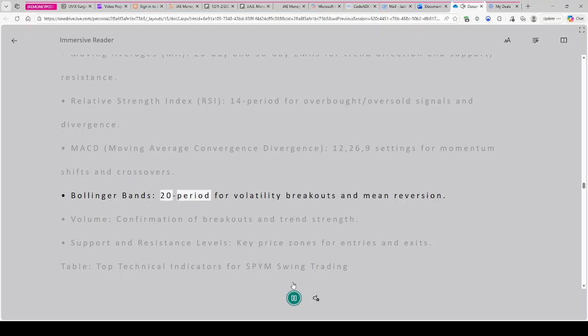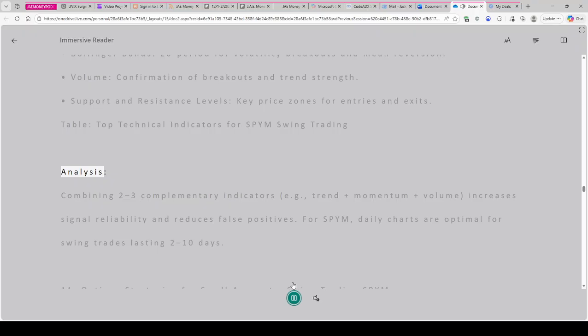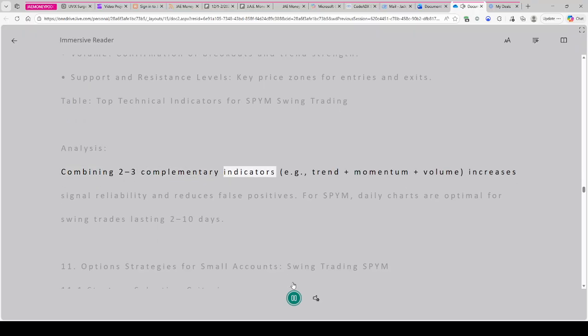Bollinger Bands, 20 period, for volatility breakouts and mean reversion. Volume, confirmation of breakouts and trend strength. Support and resistance levels, key price zones for entries and exits. Table: top technical indicators for SPYM swing trading. Analysis: combining 2 to 3 complementary indicators, e.g., trend plus momentum plus volume, increases signal reliability and reduces false positives. For SPYM, daily charts are optimal for swing trades lasting 2 to 10 days.